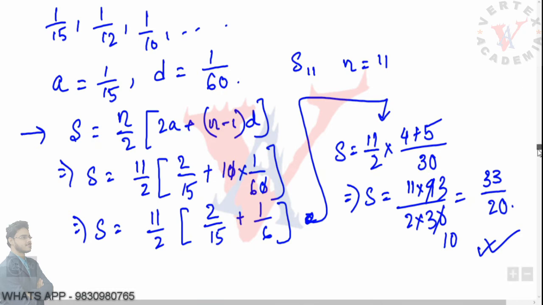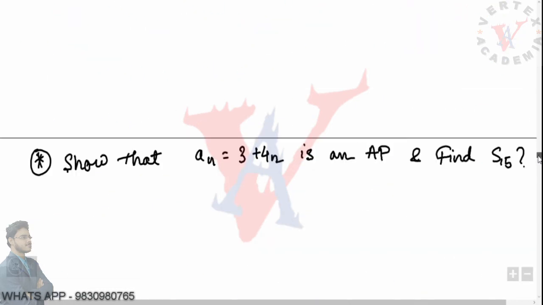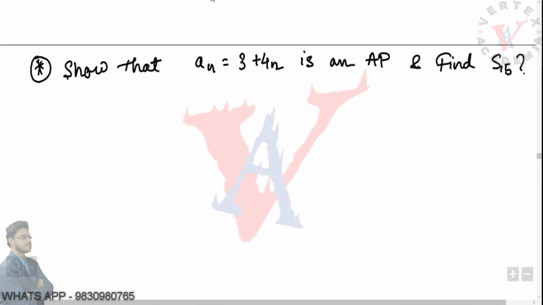Now going to the next problem. It is saying that, show that a n equals 3 plus 4n is an AP and find S15. What does a n represent here? Here a n is the general term, right? So here a n is a general term.